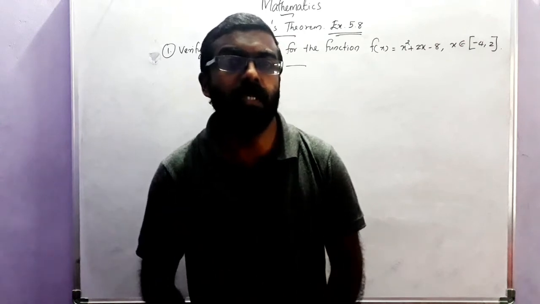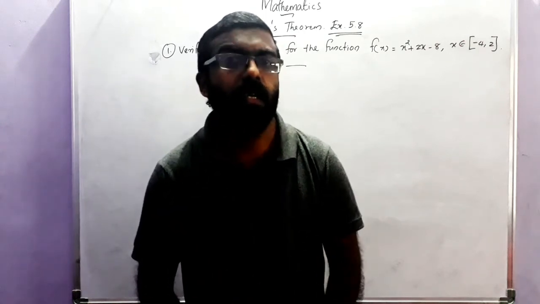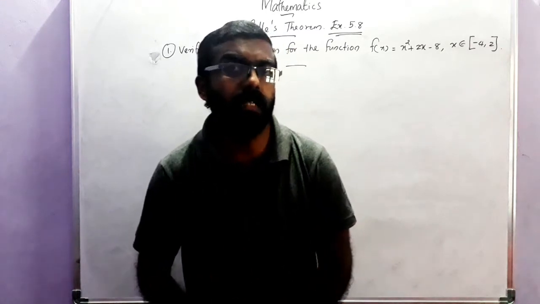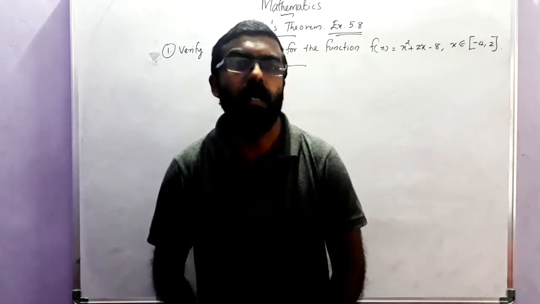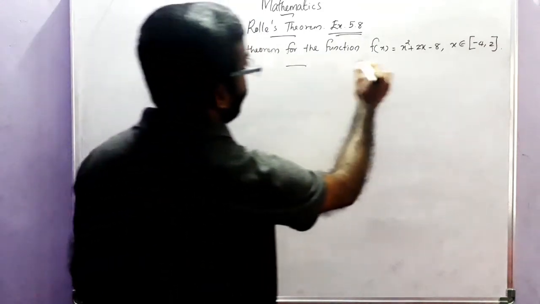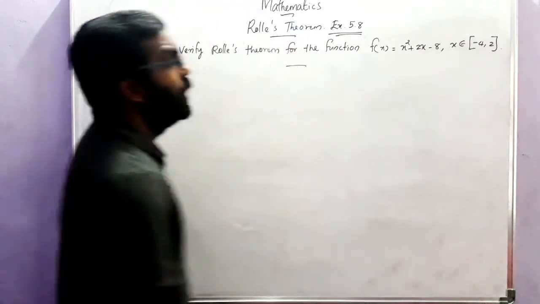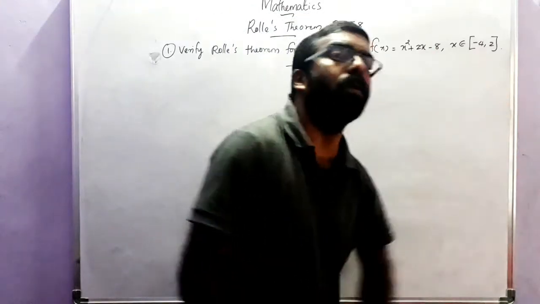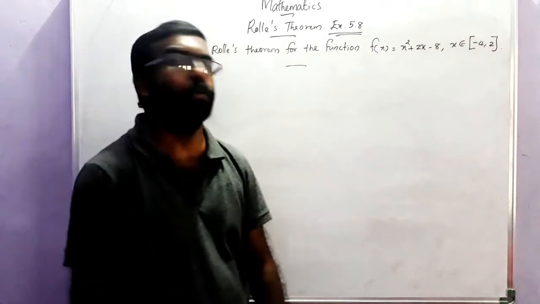Last class you learned Rolle's theorem and we discussed some examples. Today we move on to exercise 5.8 of NCERT class 12 maths. Let's start. Here the question is, verify Rolle's theorem for the function f of x is equal to x square plus 2x minus 8, x belongs to closed interval minus 4 comma 2.